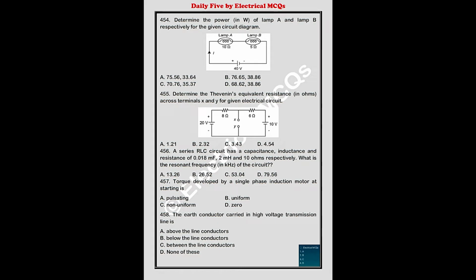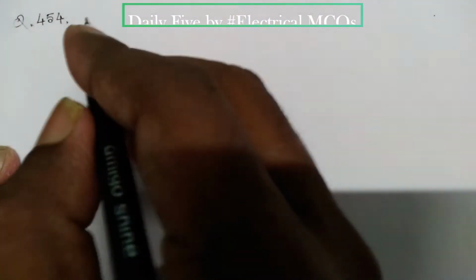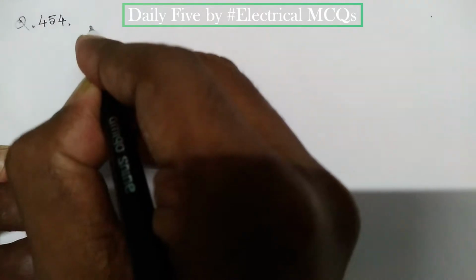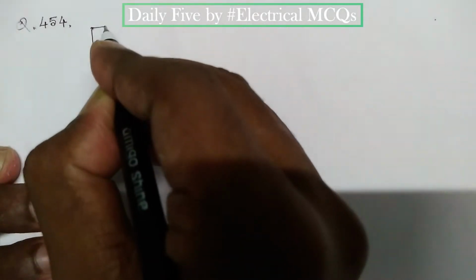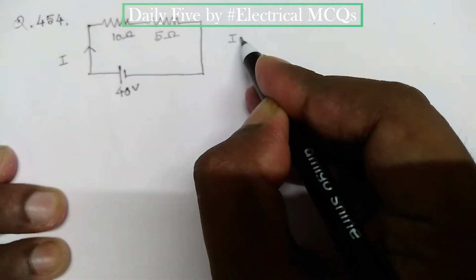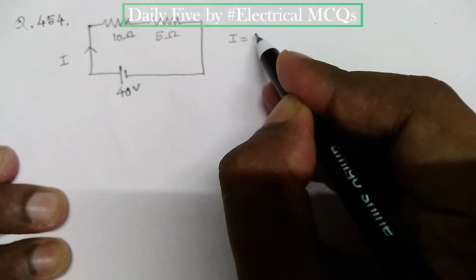The daily 5 by electrical MCQs, we are going to solve from question number 454 to question number 458. So starting with question number 454, what it says is that we have to determine the power consumed by lamp A and lamp B.